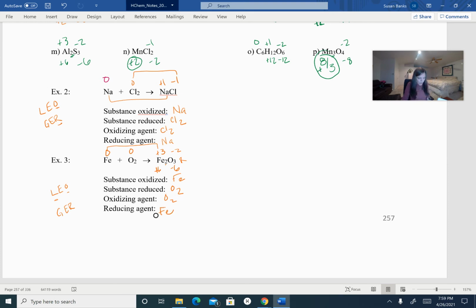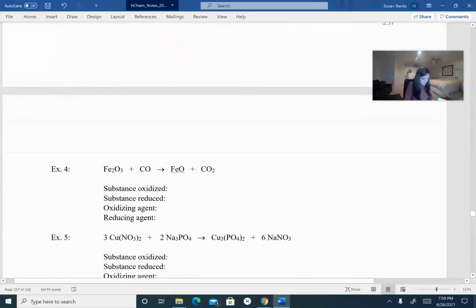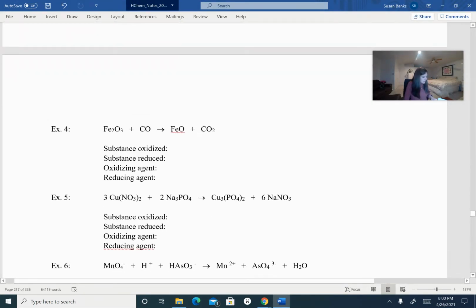Okay? All right, let's do a couple more examples. This one's a little bit more complicated. First, we've got to do our assigning of our oxidation numbers. So take a minute, assign your oxidation numbers, and then come back and check. Okay, did you get +3 for iron here and -2 for your oxygen? Hopefully. And +2 for your carbon and -2 for your oxygen here? So far, so good. +2 for iron, -2 for your oxygen here, and -2 for your oxygen here, and +4 for your carbon here.